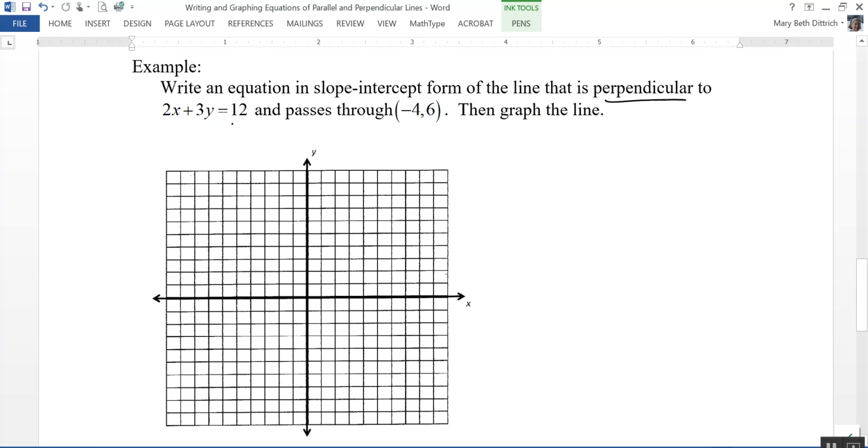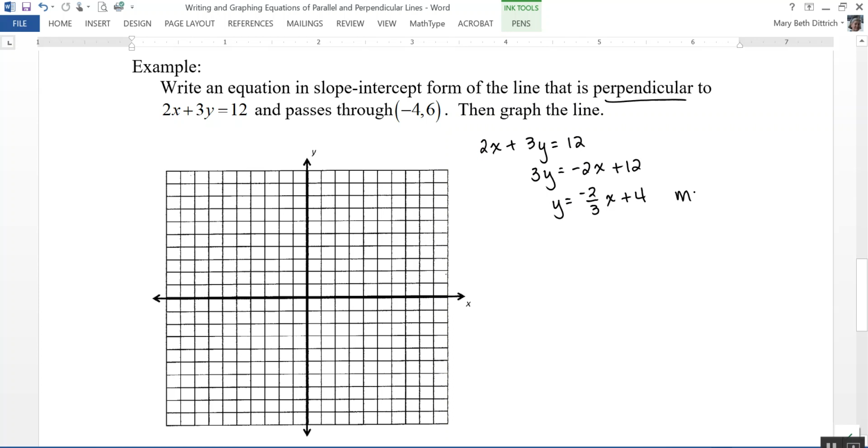So in order to figure out what its slope is, I need to rewrite that in slope-intercept form. So basically what I need to do is solve for y. So I'll subtract 2x on both sides and then divide everything by 3. So y equals negative 2/3 x plus 4. So that's just another way of writing the original line that I was given.